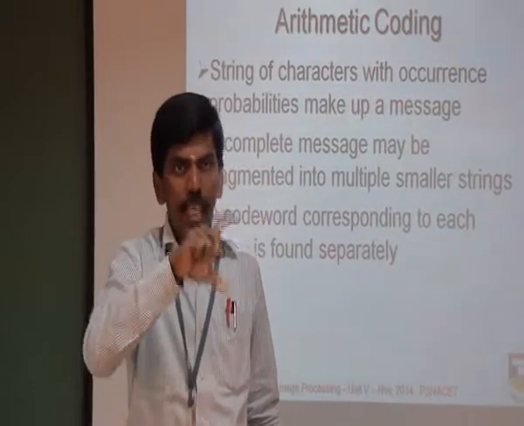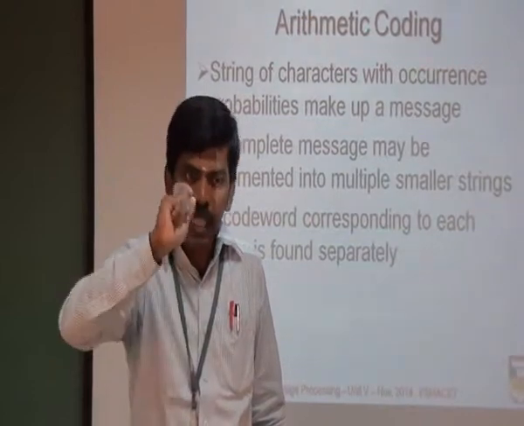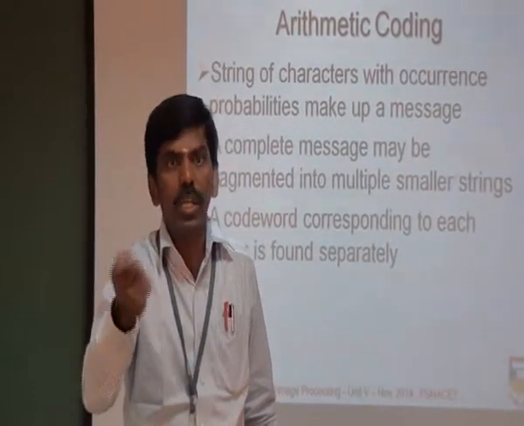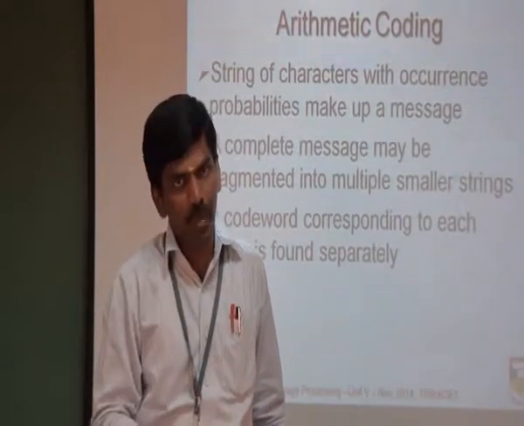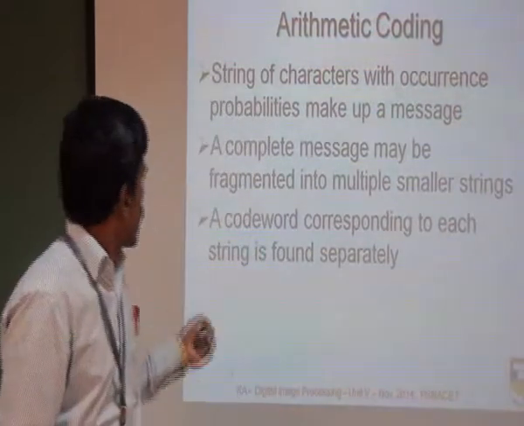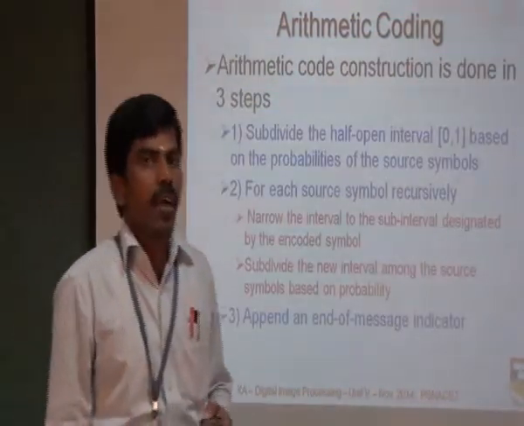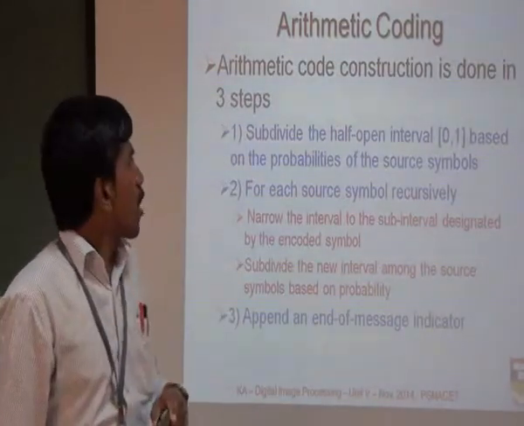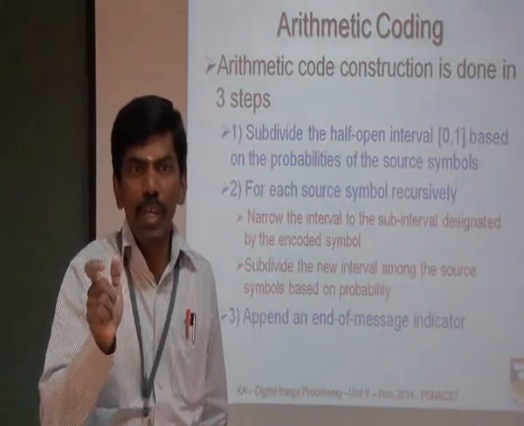For the entire symbol sequence, what is the final tag value? You get only one tag value. This tag value is transmitted, sent from the transmitter. At the receiver end, in the decoding side, using the tag we reconstruct the image or information, any message. Arithmetic code also has 3 steps. First, subdividing the interval: the entire interval 0 to 1 is subdivided.